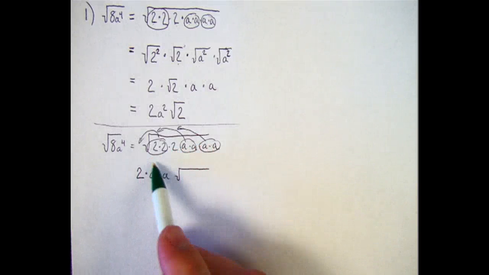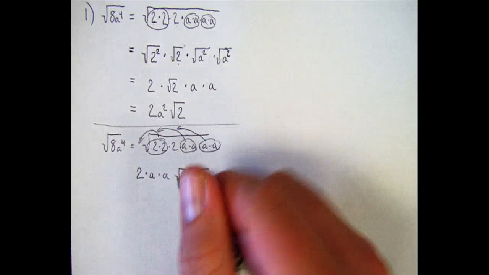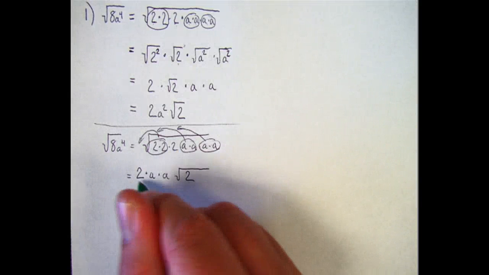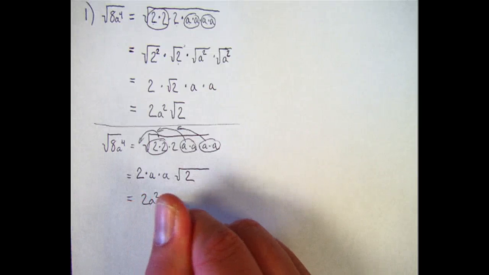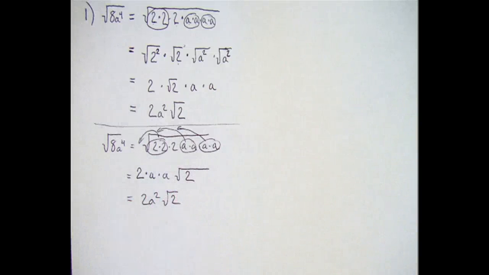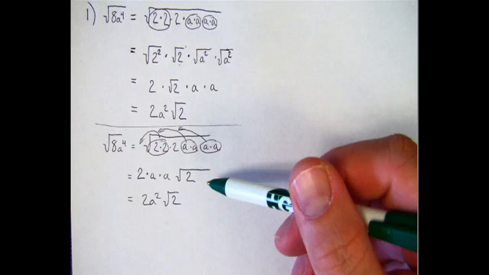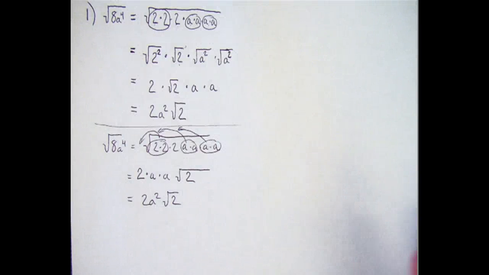And then we look at what all we had left under the radical, and the only thing we had left under the radical was a 2. Multiply all those together, and you get 2a squared times the square root of 2, which is just what we got before. So whichever one of these ways is most helpful for you in thinking about what's going on, feel free to do it that way.